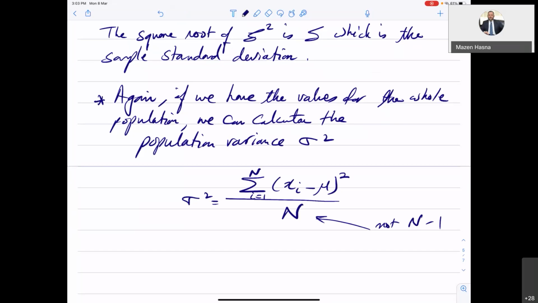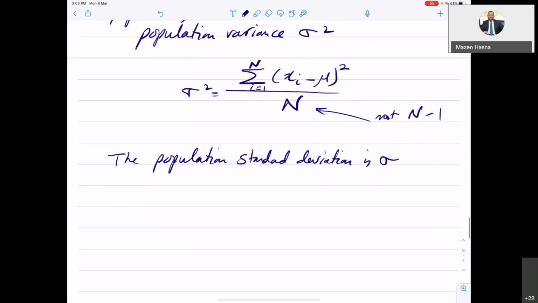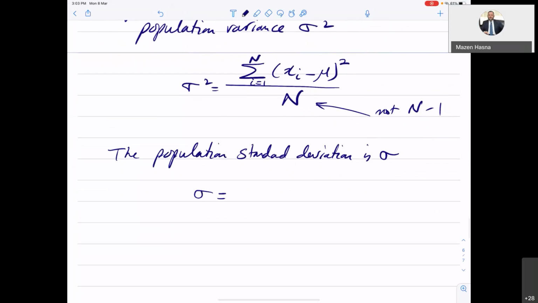variance. And now the population standard deviation is sigma. So sigma is simply just the square root of summation from i equals 1 to capital N of xi minus mu squared over N.